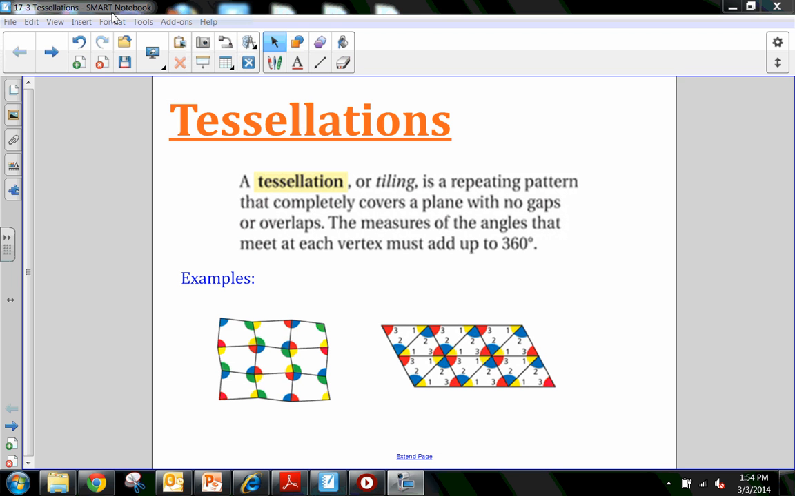Okay, our lesson for today is tessellations, and you will like doing these when we create these in class. Okay, so make sure you take good notes. It's not much, maybe a page that we'll check in class tomorrow.